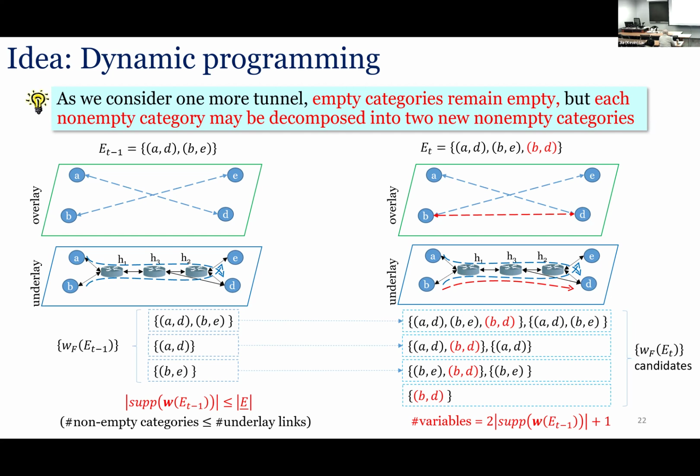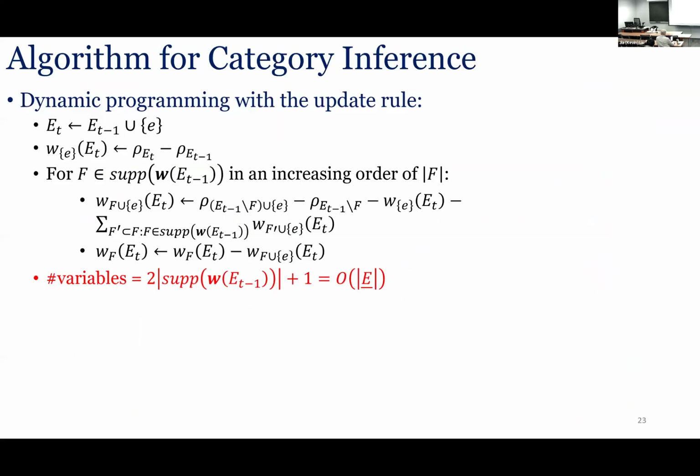That by itself seems to be still bad exponential growth, but we can combine that with the observation that the number of truly non-empty categories must be upper bounded by the number of links in the underlay, and that cannot be such a large number, right? So these two observations combined together gave us a dynamic programming algorithm like this.